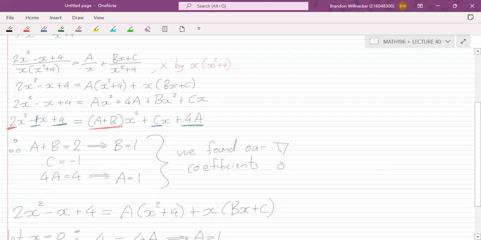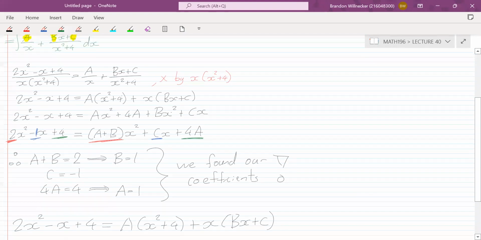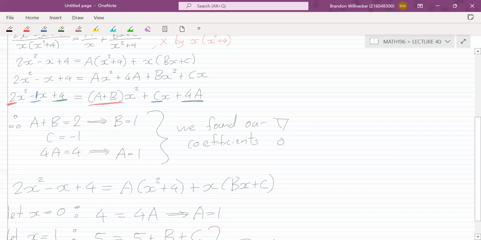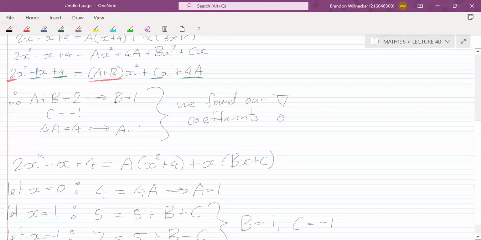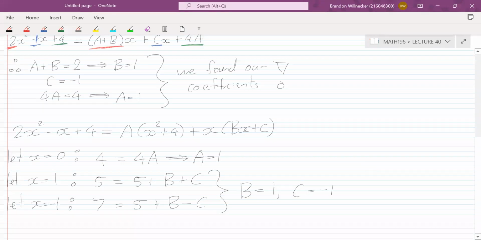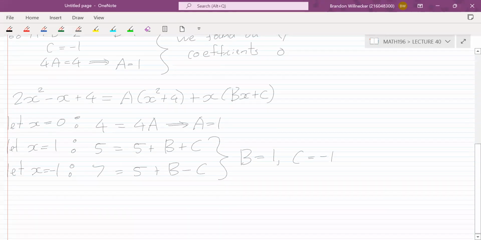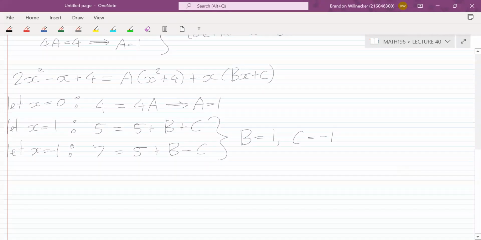Sometimes one method is easier than the other, but it gets confusing going between 2 different methods. So I would try both methods on the homework, and then just pick one. Whichever one you feel most comfortable with, pick that one and stick with it. But if you are comfortable going between the 2 methods, then that's perfectly fine as well. Either way, we get the same answers here. So let's carry on.